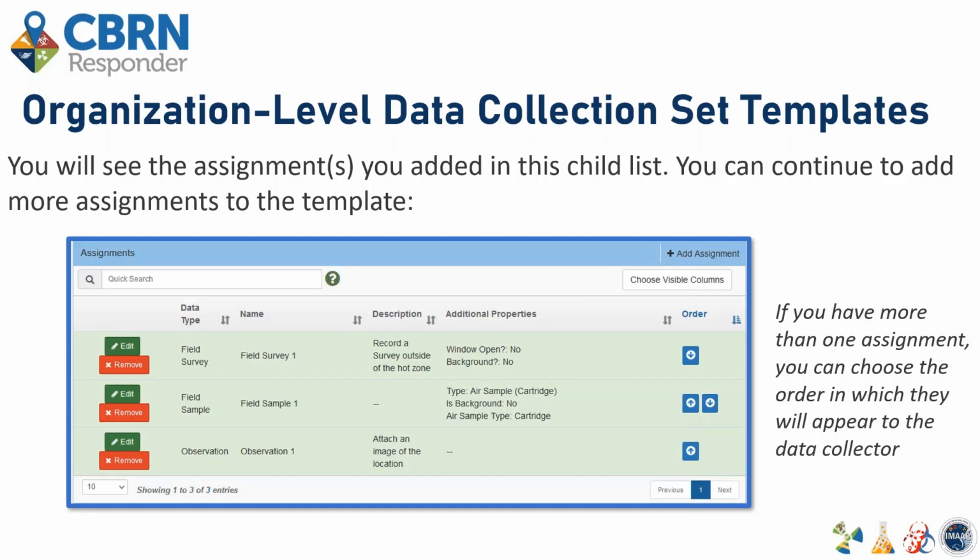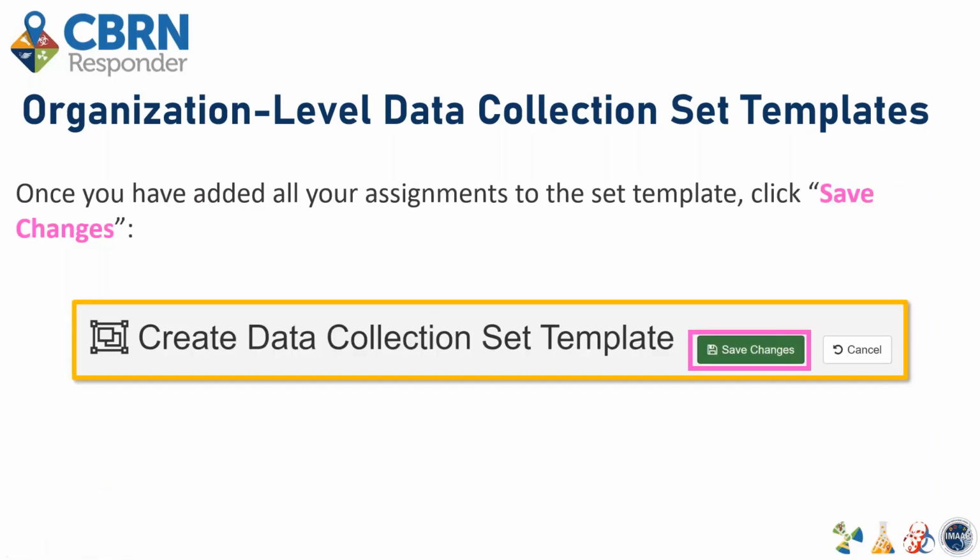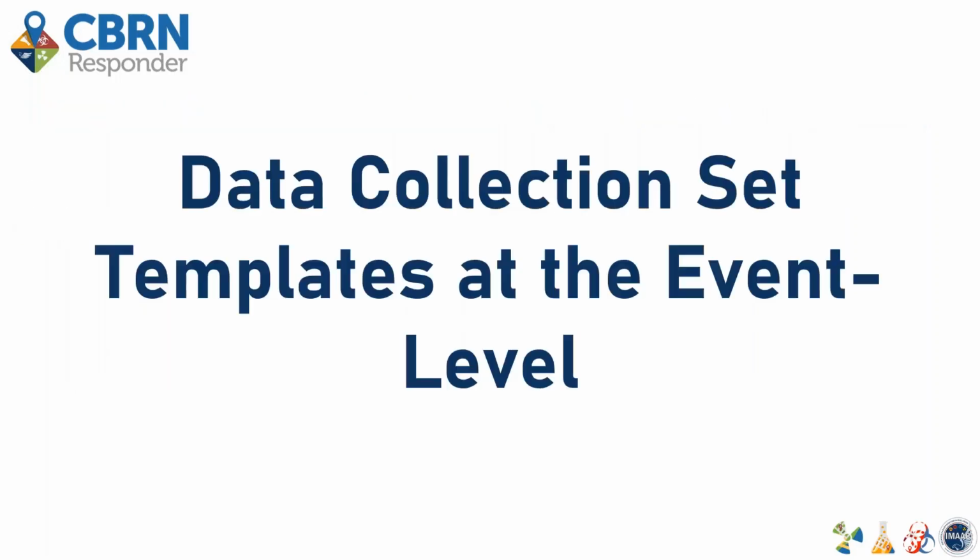To do so, you would simply use these arrows you see on your right. Once you have added all of your assignments to the set template, select Save Changes. And now we'll move on to data collection set templates at the event level.